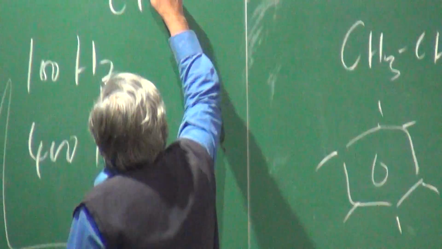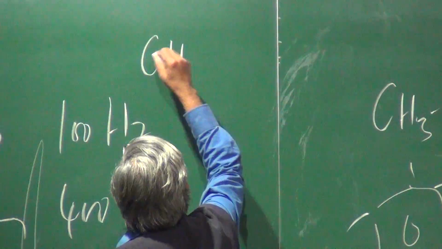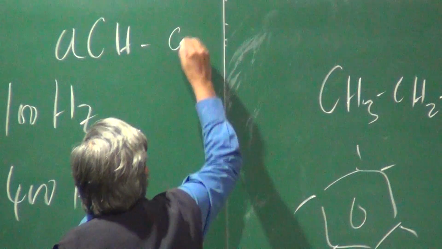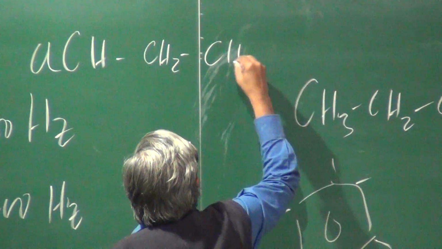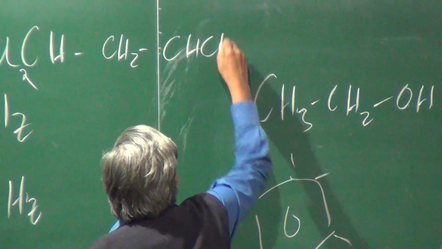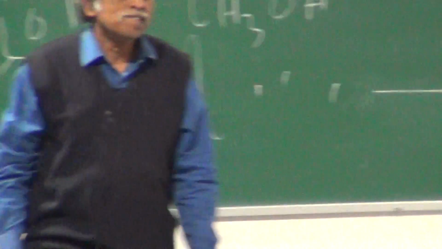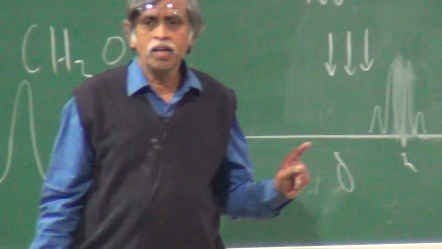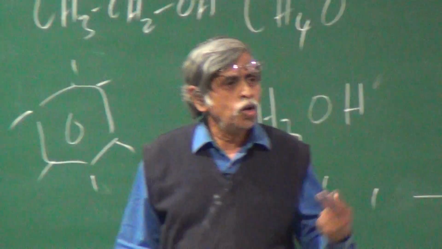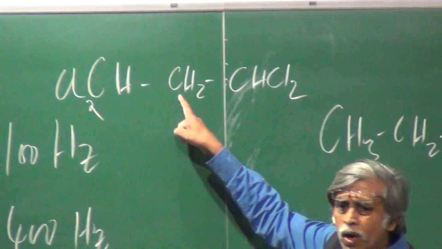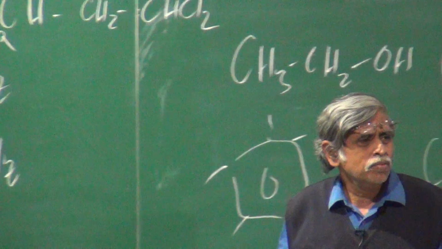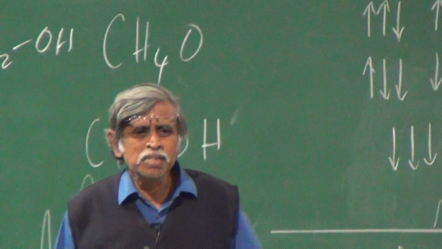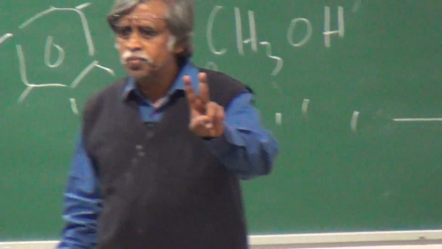What happens if I take a molecule such as this? How many peaks will I get in NMR? For that molecule, how many peaks will I get in NMR? 2. Because this will give me 1. But these 2 are related by symmetry. Therefore, they must be equivalent. So I'll get 2 peaks.